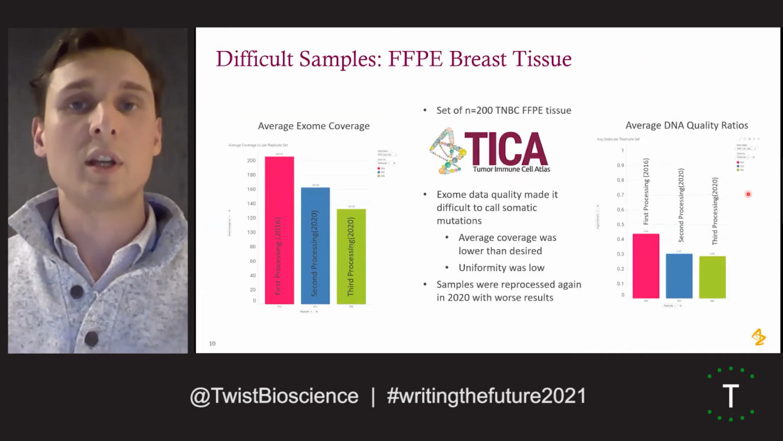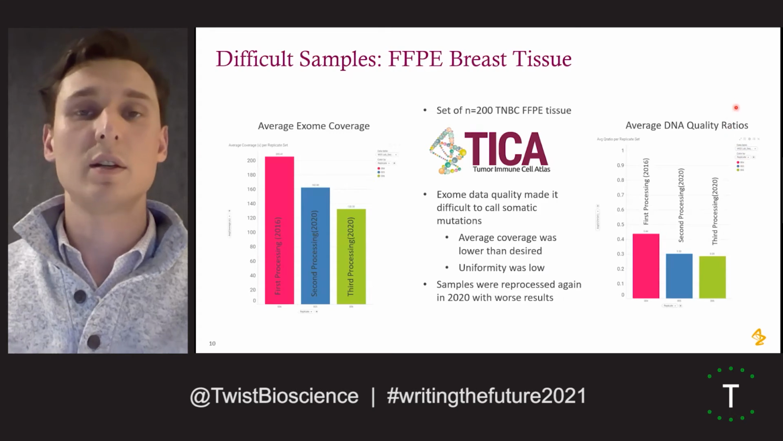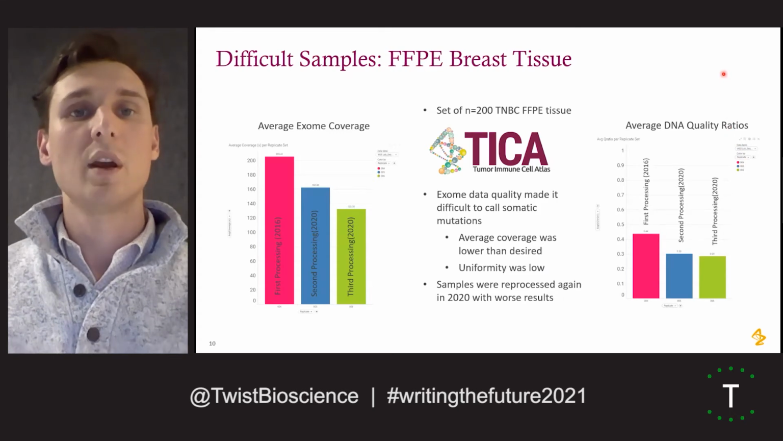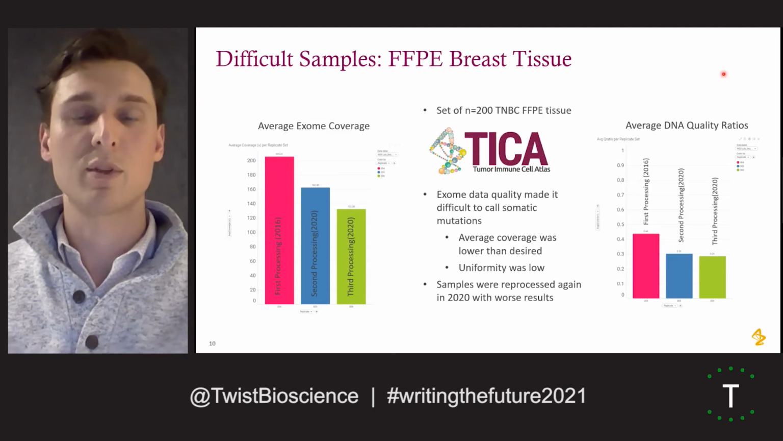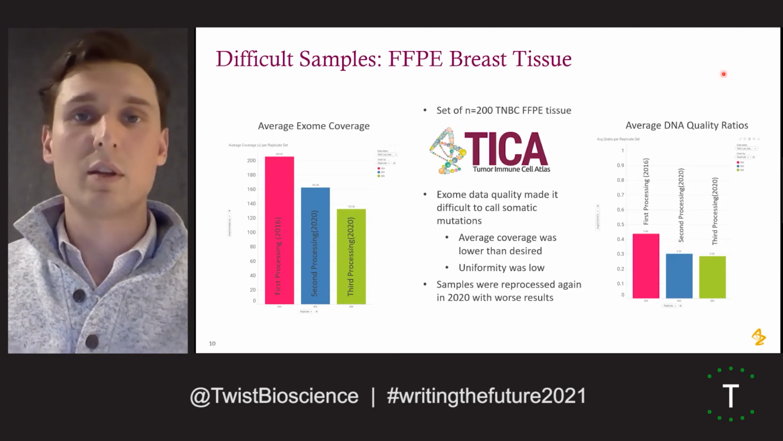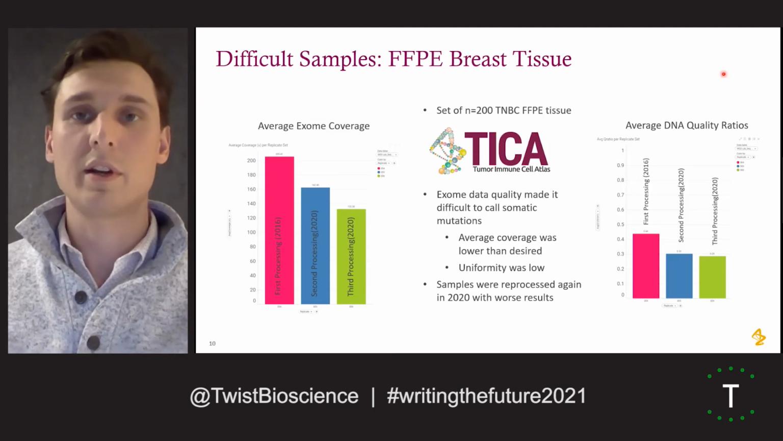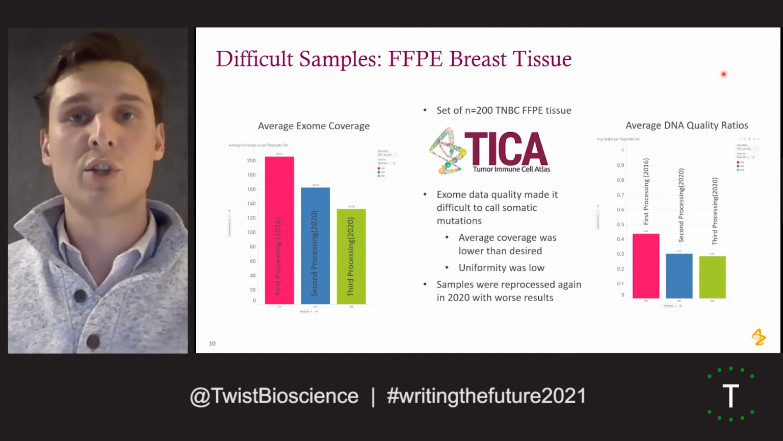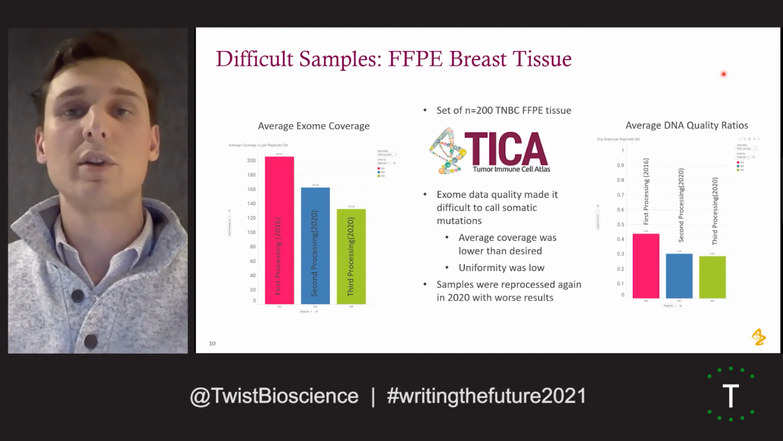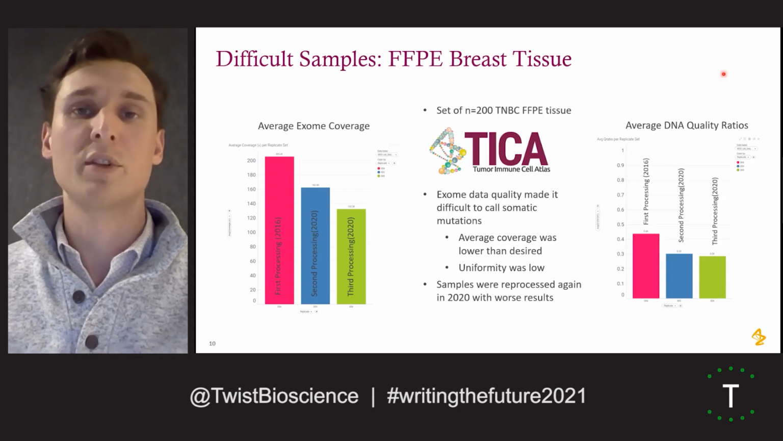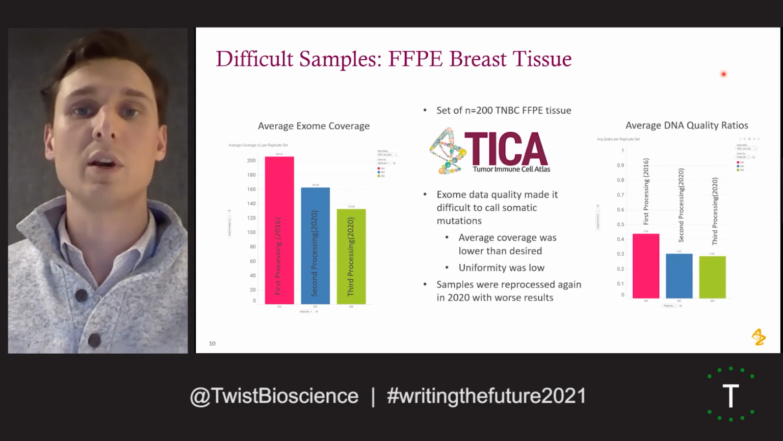So kind of to go into a case study here. FFPE breast tissue is a notoriously difficult sample type to work with. Breast tissue often has low cellularity due to adipose tissue, so your actual nuclear content, as opposed to surface area, is relatively quite low.